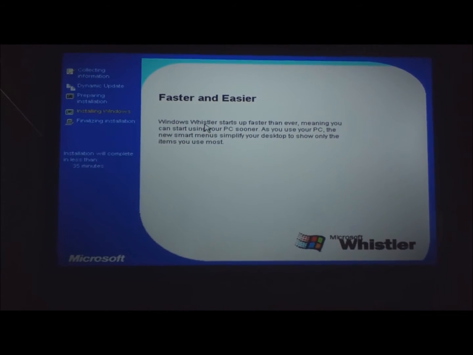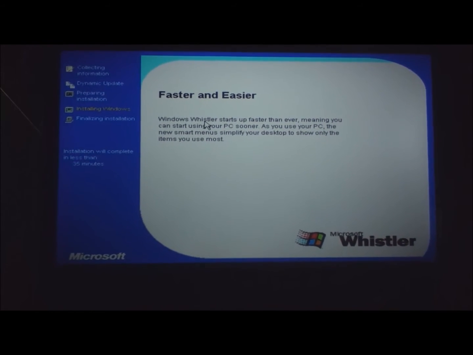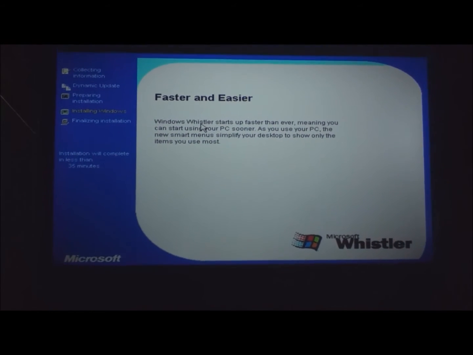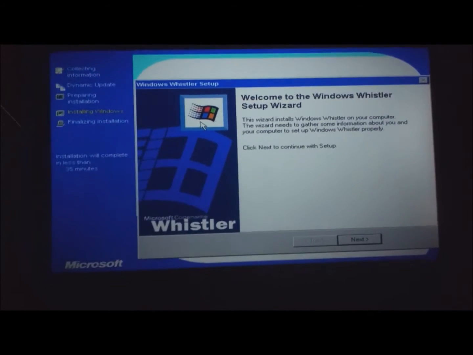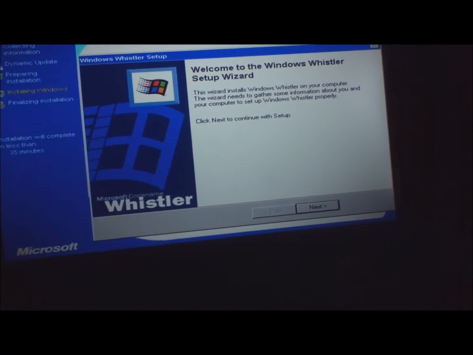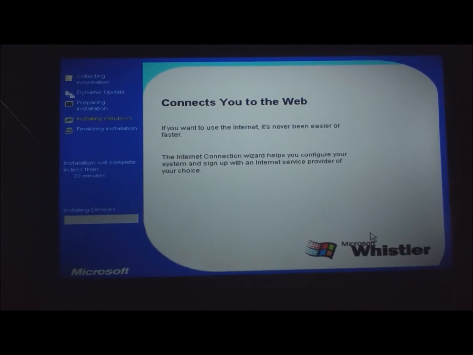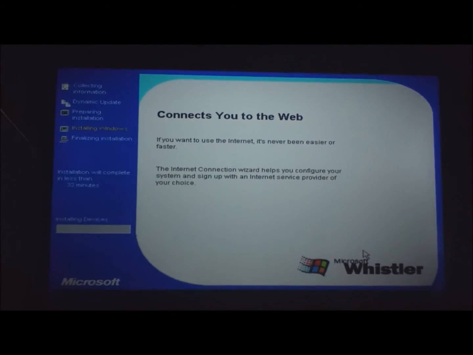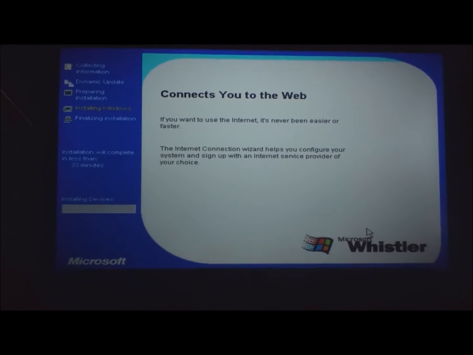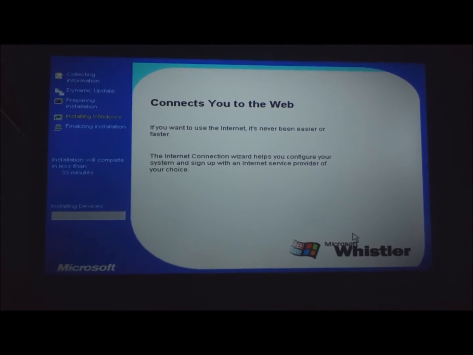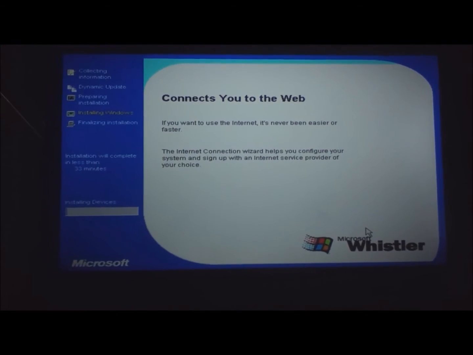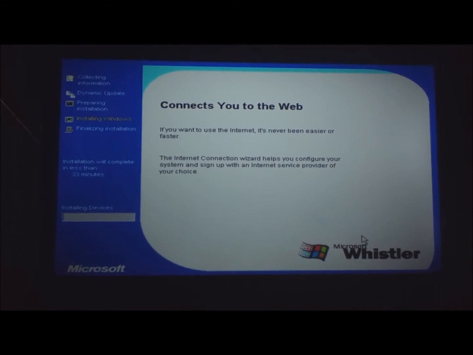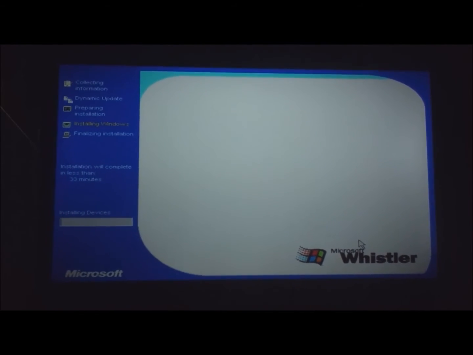Faster and easier. I like Whistler 2419 a little bit better, but the welcome to the Whistler setup wizard. My only problem with 2419 is it's so buggy. You know, like one little thing can crash the machine so easily, and the sound is buggy. That's why I chose this one to install first. That, and I can set the date and time this way. Maybe this is a good idea, maybe it isn't, who knows.